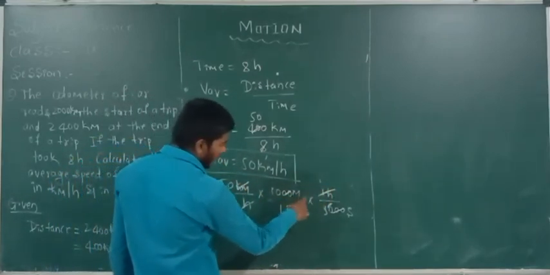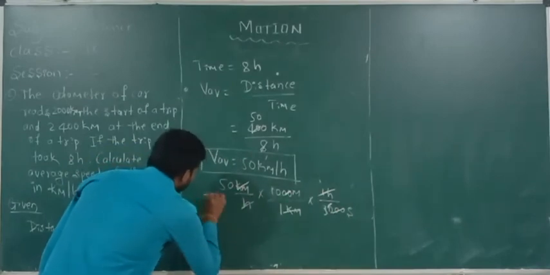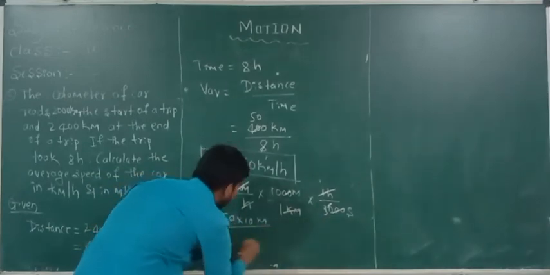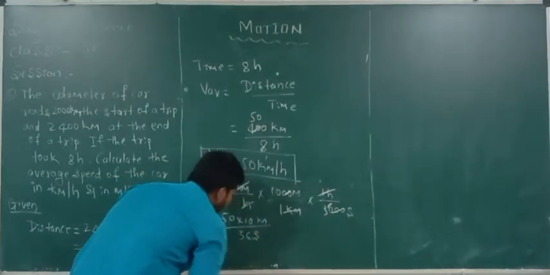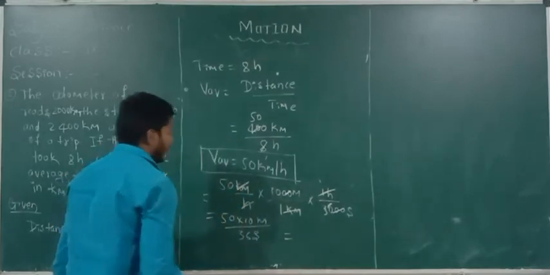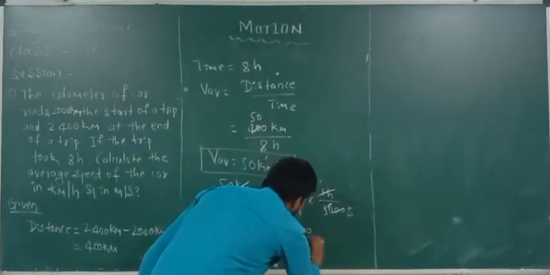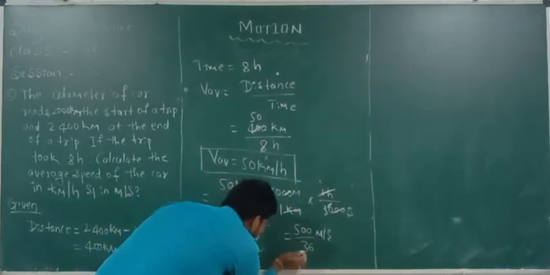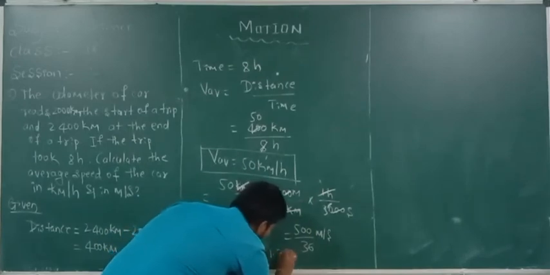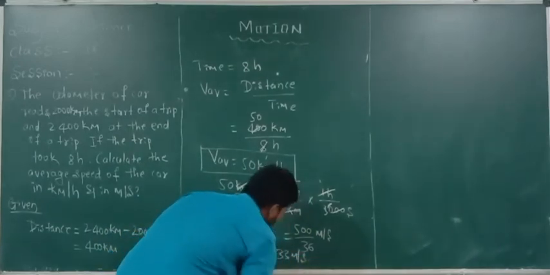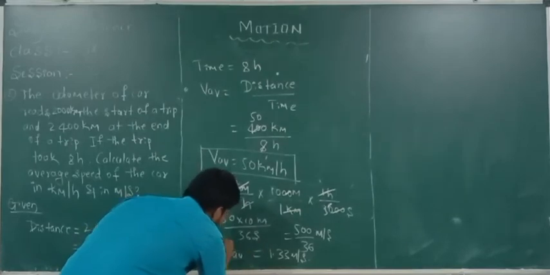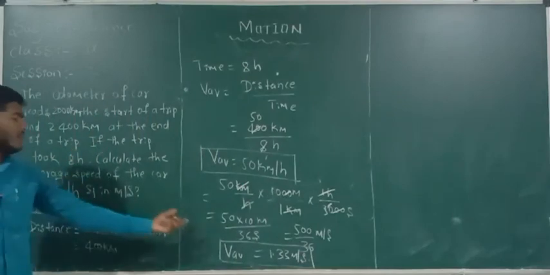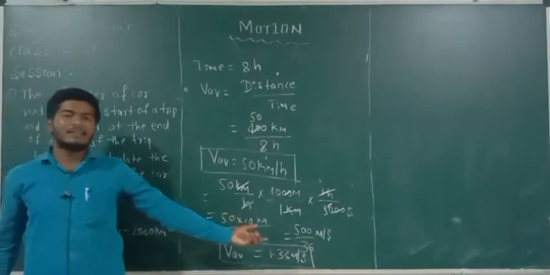The remaining is meter per second. Write down the remaining: 50 into 10 meter, divided by 36 second, that is equal to 500 divided by 36 meter per second. If you compute this, you get 1.33 meter per second, that is V_average is equal to 1.33 meter per second. The average speed of the car in terms of meter per second is 1.33 meter per second.